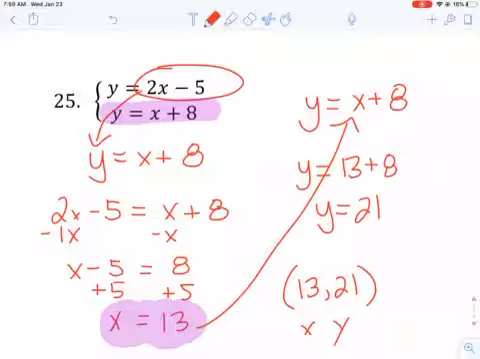So that is just a brief introduction to how to solve a system of equations using substitution.